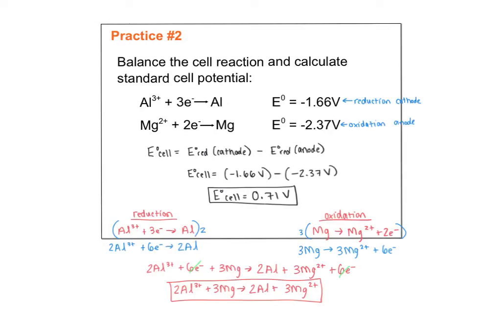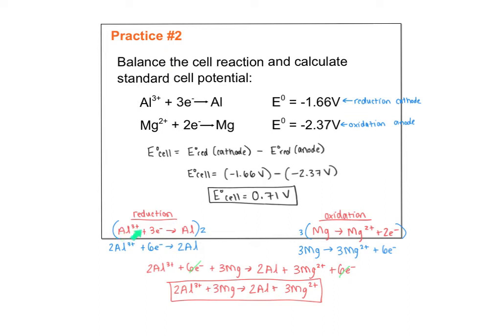All right, hopefully you notice that the more positive, so the negative 1.66, that's our reduction at the cathode, oxidation at the anode. Be careful, we are minusing a negative here. So parentheses help, a negative minus a negative, and what we were minusing the negative of was larger, so our E cell is 0.71 volts.